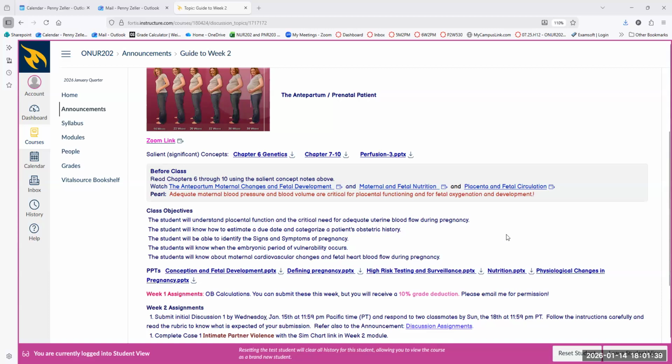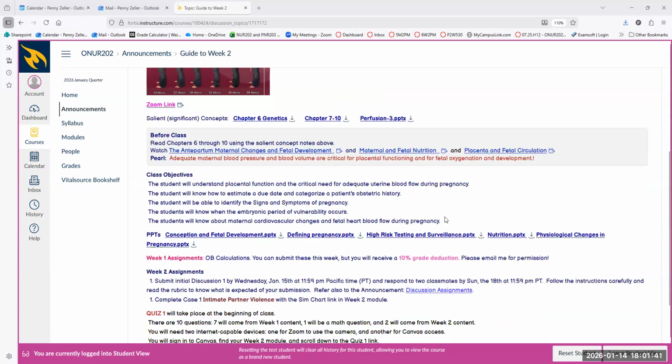We're going to talk about how we define a pregnancy, how we measure it. What's the due date? What are some early signs? What would we see? What would we hear from the patient? And then we're going to just talk about a few of the system changes, cardiovascular in particular, during pregnancy. And then there's all my regular PowerPoints down below here that I provide for you.